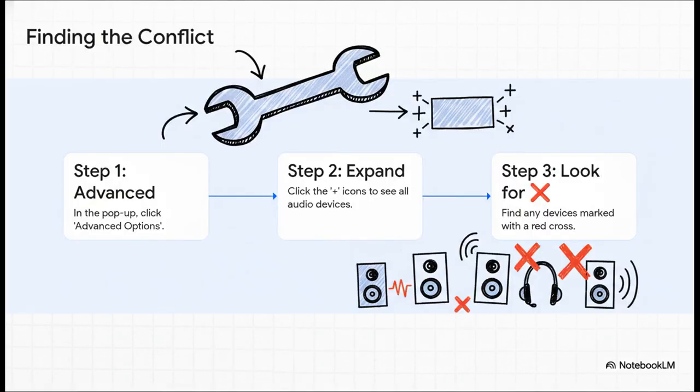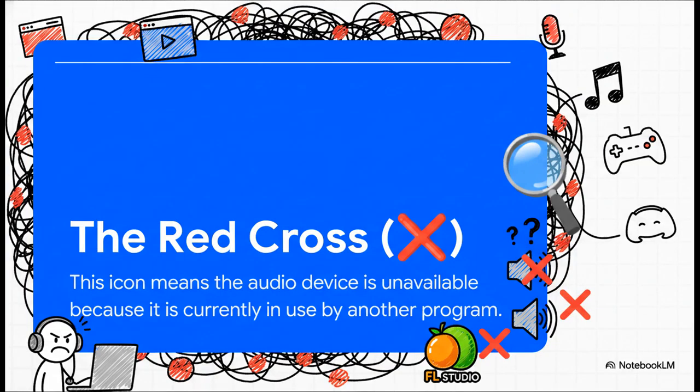Now, at first glance, this panel looks pretty basic, kind of boring. So the first thing you have to do is click that little wrench icon in the bottom right corner for advanced options. Now start clicking the little plus signs next to your devices to expand everything, and there it is. You are probably looking right at the culprit. The dreaded red cross. That little red cross? That's everything. It's basically screaming at you, this device is unavailable.